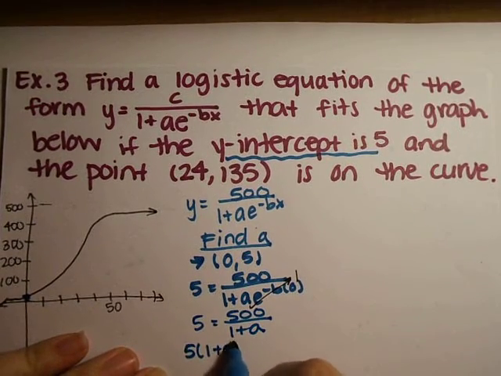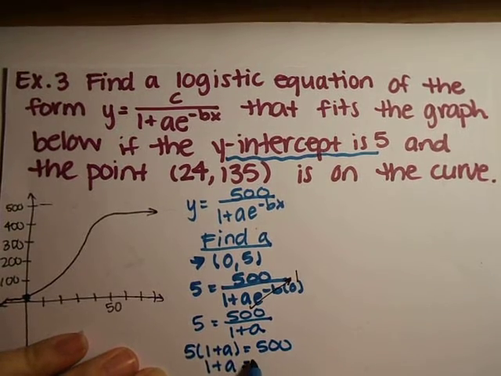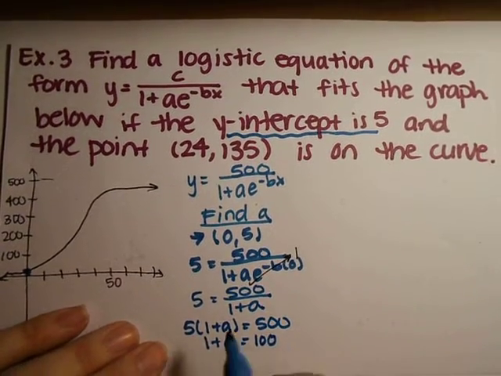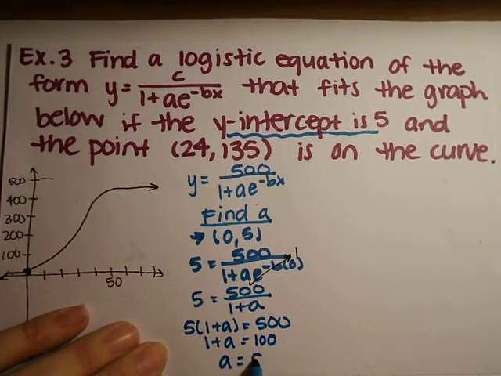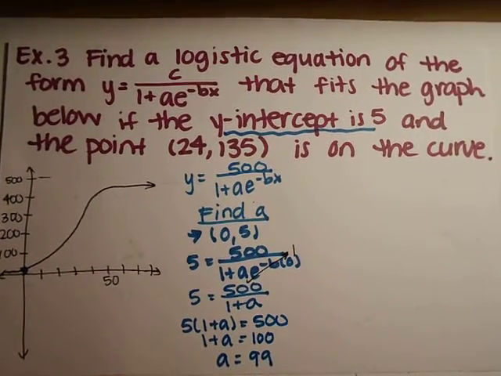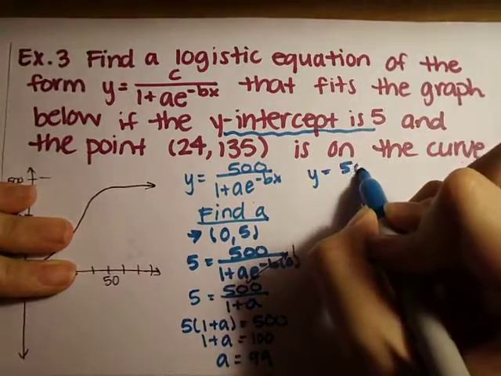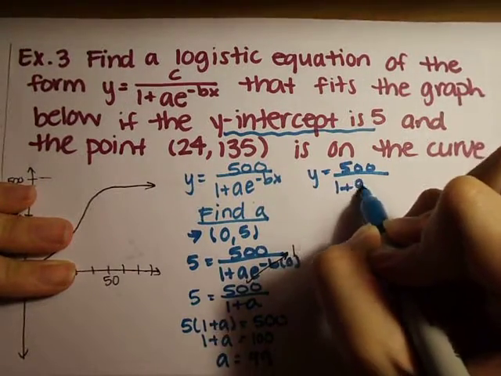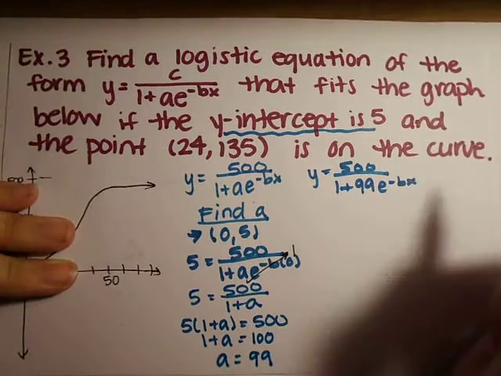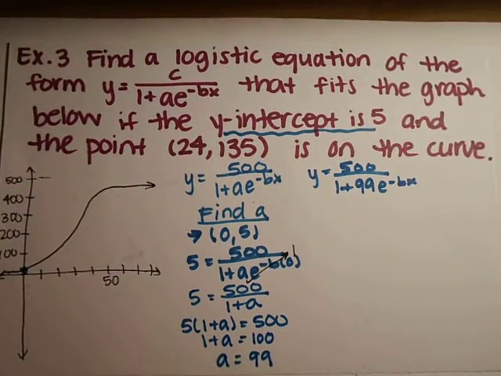Multiply over by the 1 plus a. Divide by 5. And subtract your 1. So a is 99. So far our equation looks like y equals 500 all over 1 plus 99 e to the negative bx. The last thing we have to find is b.